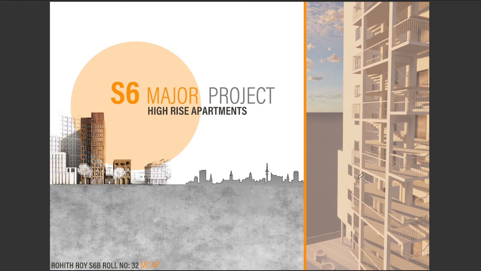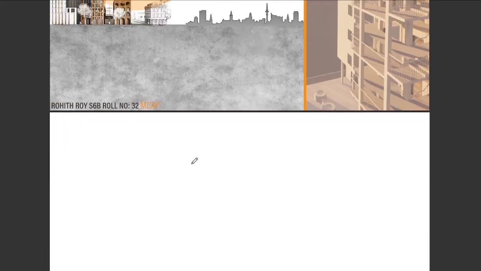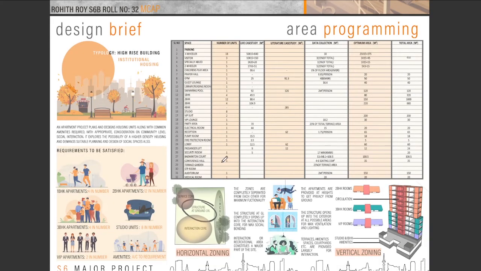Myself Rohith Roy, hereby presenting my S6 major project, high-rise apartments. The project is meant to be an institutional housing facility for the faculty of the campus. And the site for the project is inside the Marine College campus facility. These are the requirements of the project.